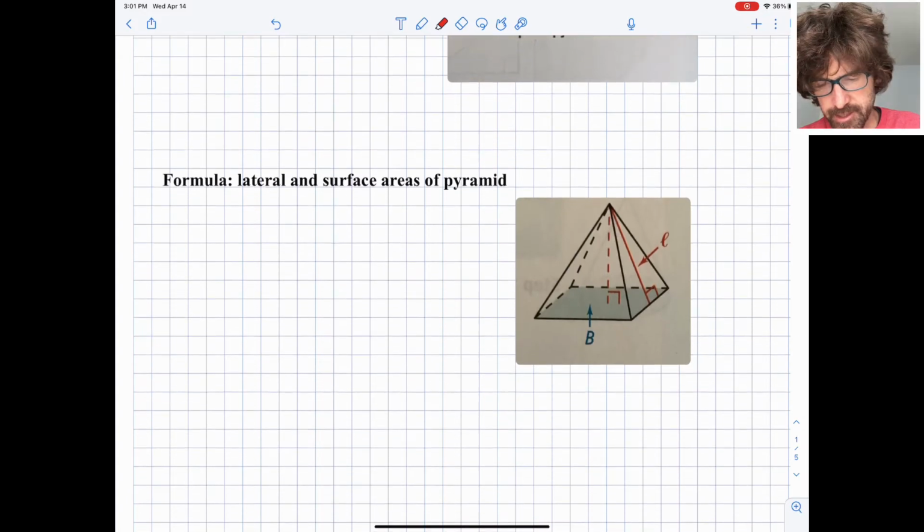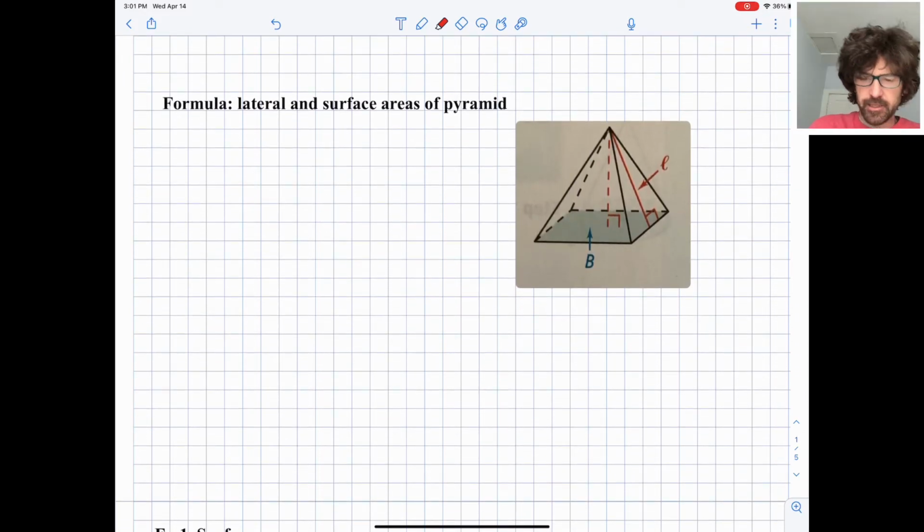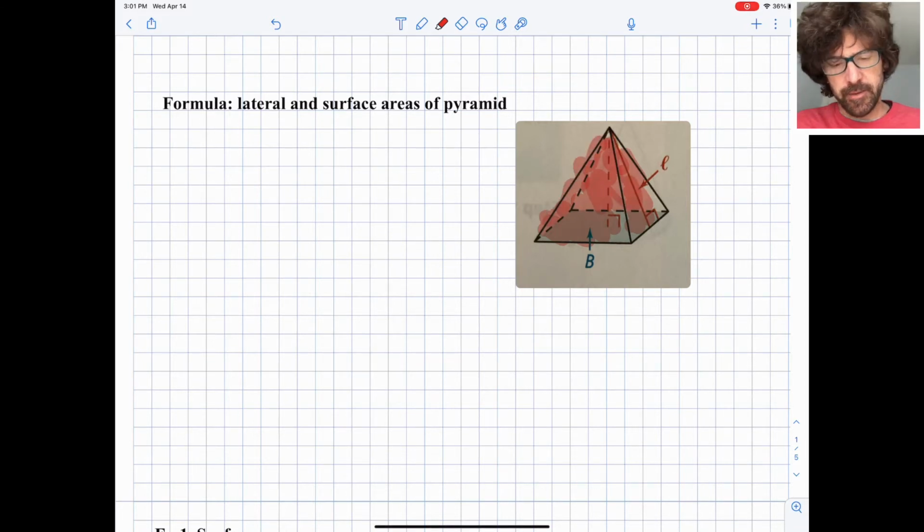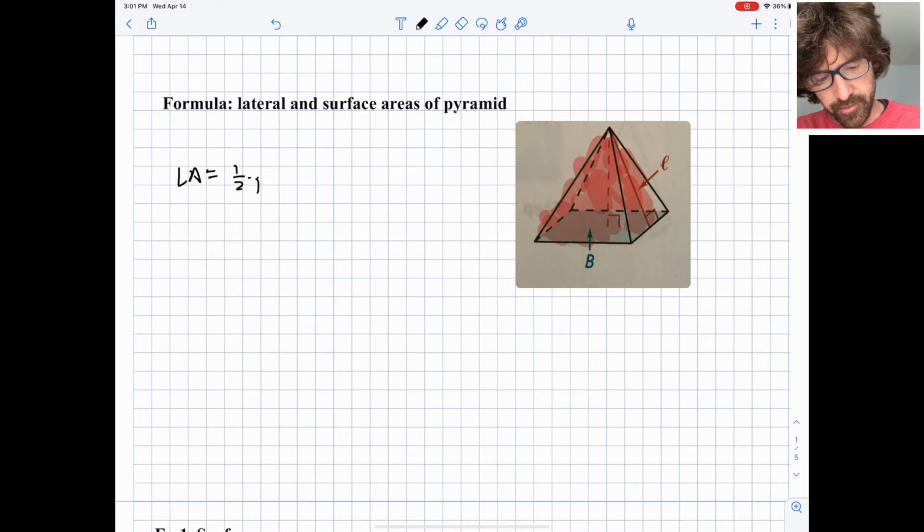All right, let me give you a formula for the lateral and total surface areas of a pyramid. The lateral area of a pyramid is the sum of the areas of these triangular faces, basically the entire surface area except for the base. And that's the formula that's hard to remember, that you want to make sure you write down and memorize carefully. The formula for the lateral area is equal to 1/2 times the perimeter times L, which is the slant height.